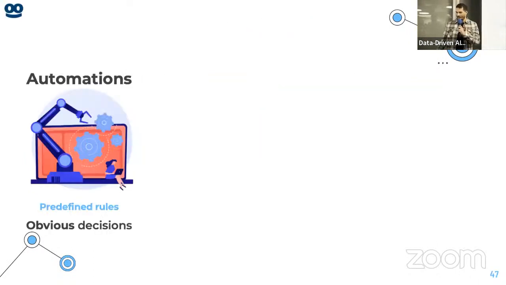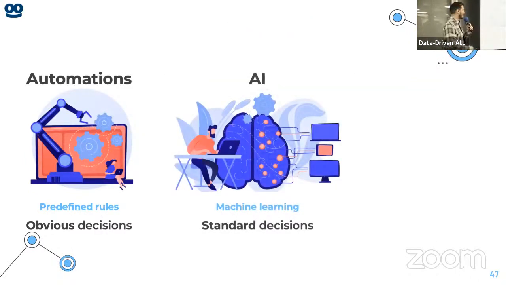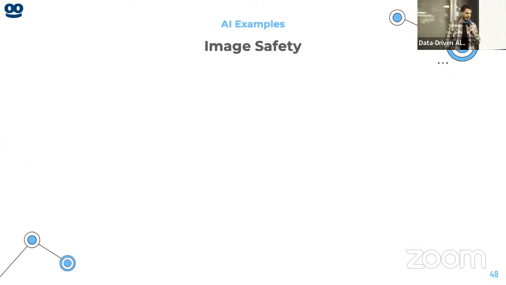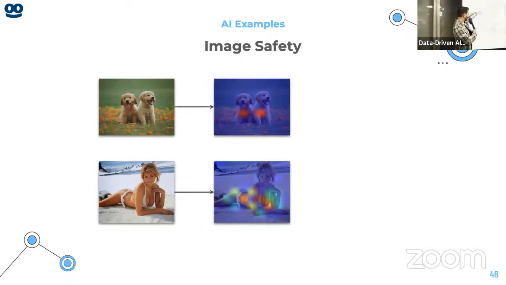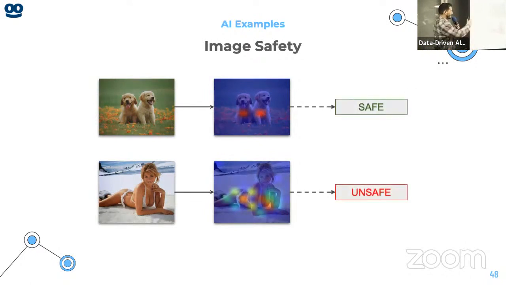The second way we enforce the policy is by AI. It's an AI meetup, and we use AI, machine learning models that are very good for standard decisions. They can be a bit more sophisticated. Let's give a few examples. The first example is image safety. We can show the model two different images, one compliant, the other non-compliant. This model can highlight the problematic areas, and the output is: is it safe or unsafe? So each new image that comes along, we check it with this image safety model and give an indication to the human reviewer, like a red flag.